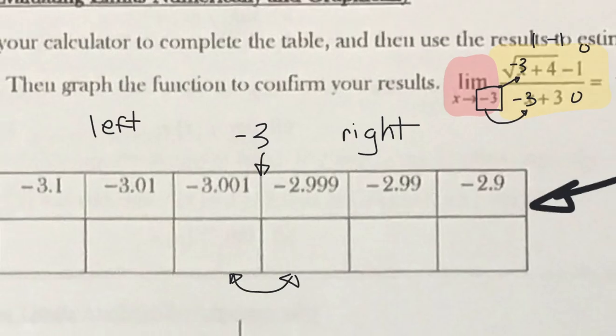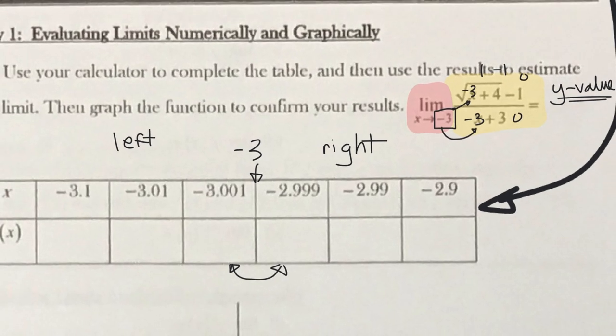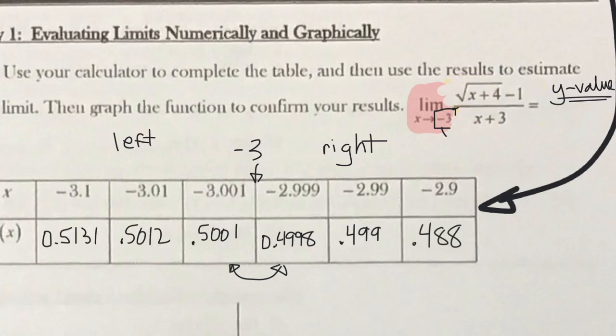Okay, so let's use our calculators, and we're going to plug in negative 3.1 and negative 3.01 and negative 3.001, right? Numbers getting closer and closer to negative 3 into this function over here, and we're going to estimate, or we're going to round to, let's round to 4 decimal places. Okay, so I'm going to pause here and do that work.